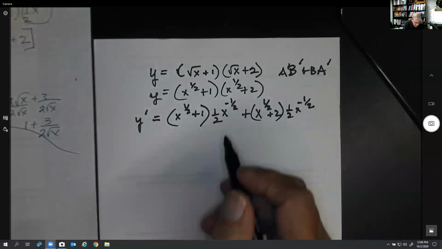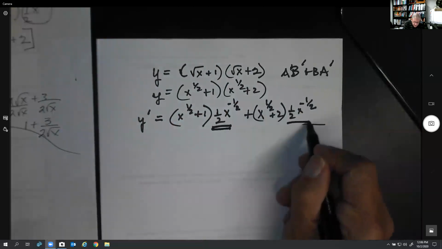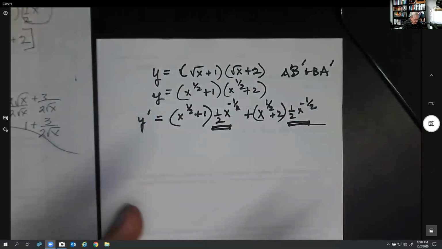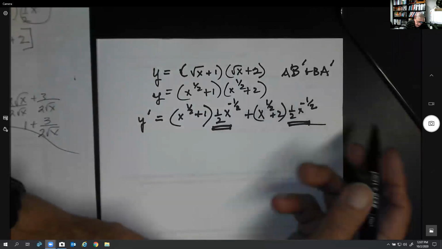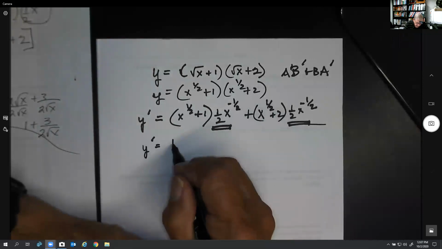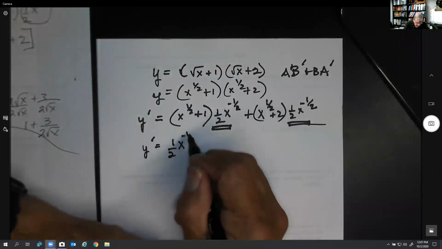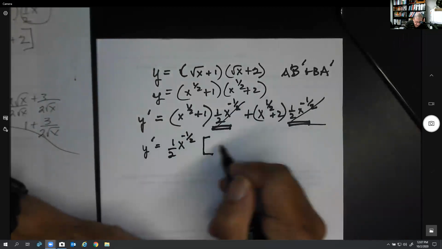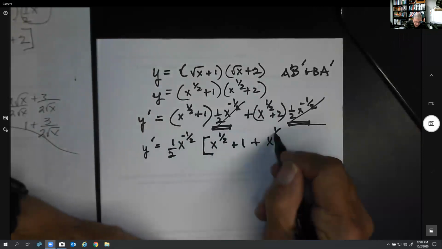Look at this problem. They both have a common factor to both the terms. We're trying to put it all together into a nice little compact equation like we did the first one. We don't want it all spread out like this. So we're going to factor this out. This would be 1/2 x to the negative 1/2. We're going to factor that out times x to the 1/2 plus 1 plus x to the 1/2 plus 2.